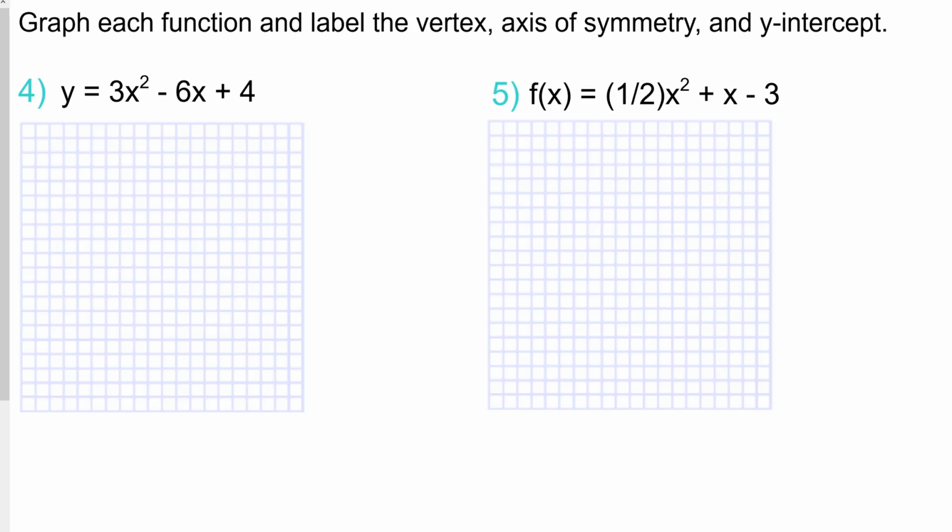Okay, here's part 2 of our lesson, starting on quadratic functions, and we're going to graph these functions and label the vertex, axis of symmetry, and y-intercept. So let's figure out what these things are. If we have y equals 3x squared minus 6x plus 4, which way does it open? The leading coefficient is positive, so it opens up.